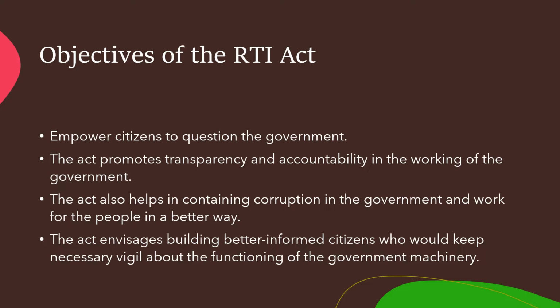Let's see the objectives of the Right to Information Act. This right empowers the citizens to question the government and the working of the government, and this act promotes transparency, accountability, etc. in the working of any government. It helps in containing certain problems in the economy like corruption, black money, etc. This act is already implemented, so if it works properly, it will help the people in a much better way to make them empowered, which would help in the development of the nation.